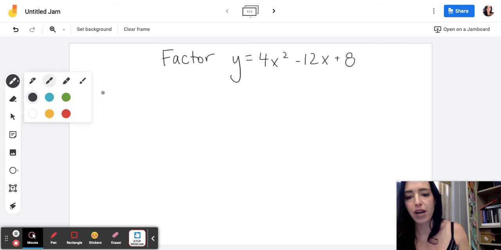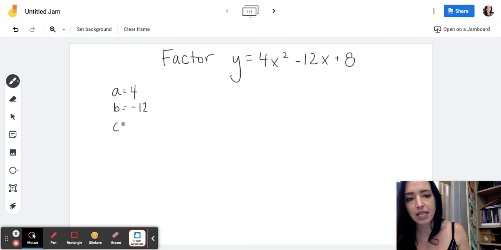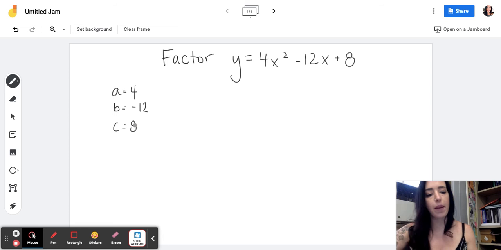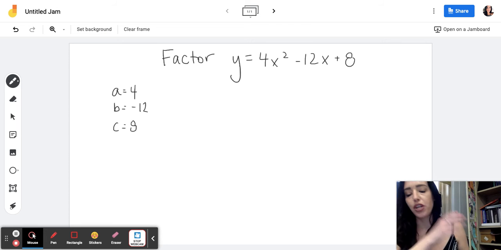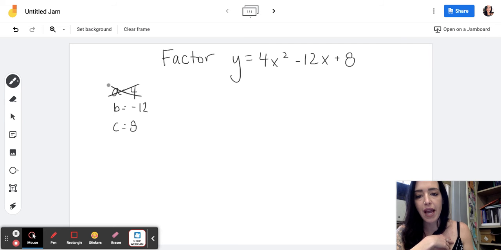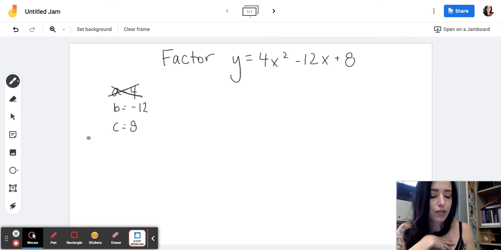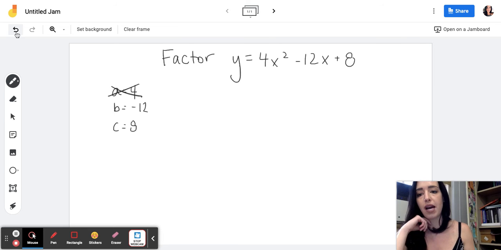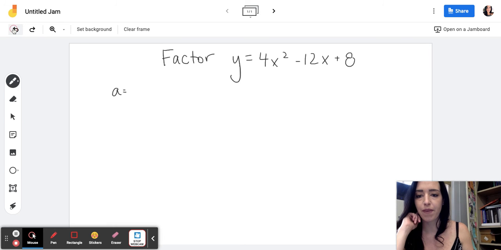So if this was the case right now, a is 4, b is negative 12, and c is 8. All right, but that's an issue. If you guys remember last week, I told you that you can only use the X method if a equals 1, and it doesn't right now. So we have to get it so that a does equal 1, and then we can use the X method. So let me undo all this good stuff.